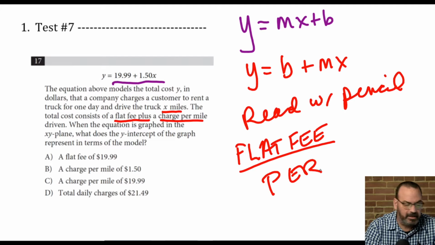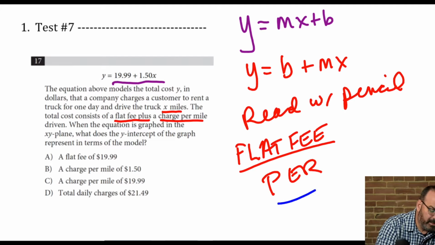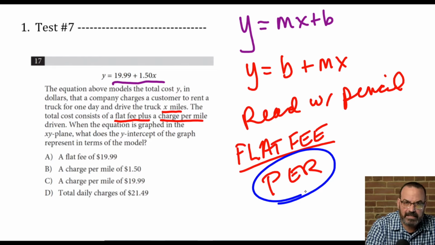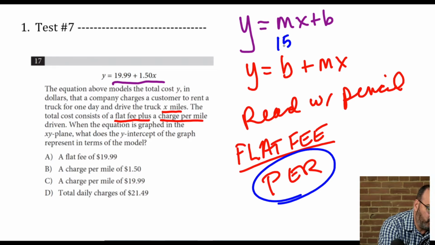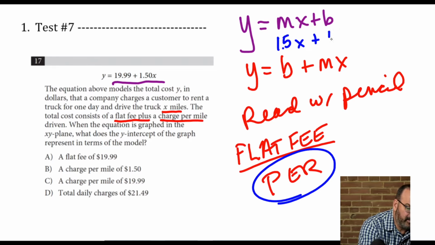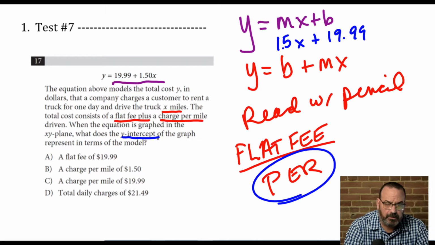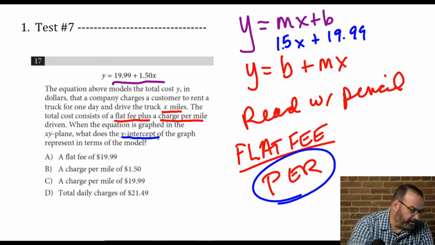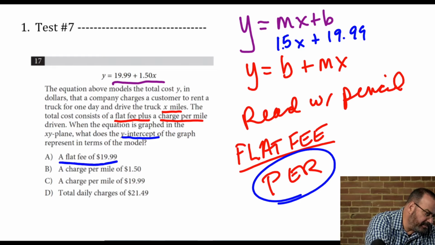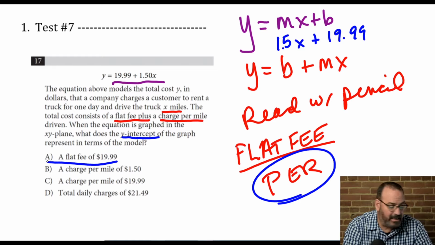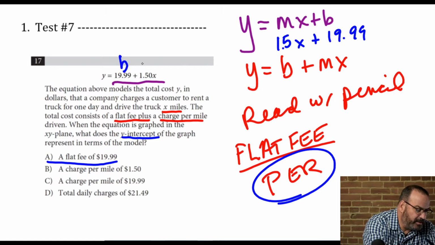When we're talking linear functions, per is the most important word. That's the word that means slope. So the slope of this equation is 1.5x plus 19.99. The question asks, what does the y-intercept of the graph represent in the model? Well, it represents the flat fee of $19.99. So this is our B, this is our M, and this is our X.